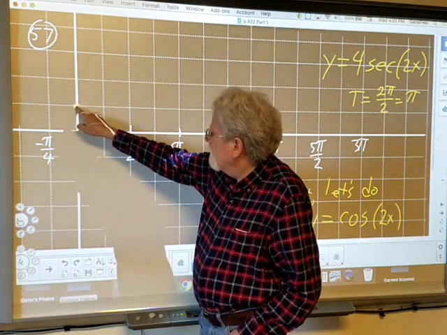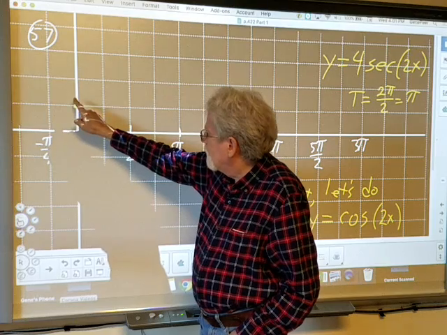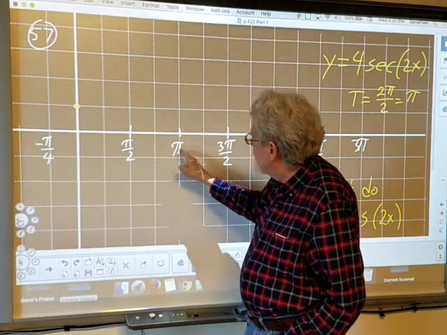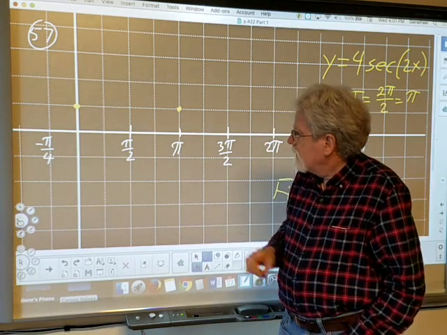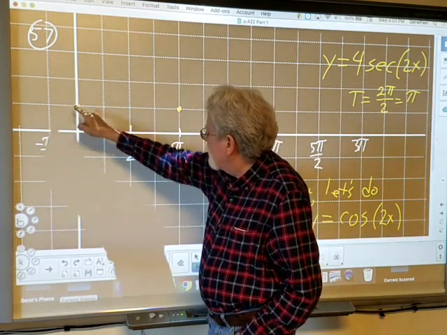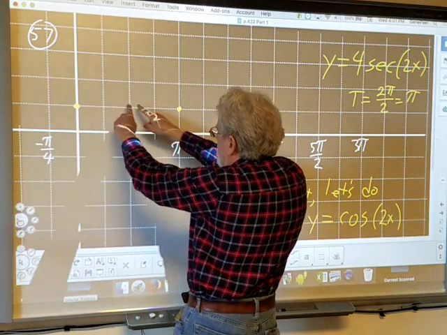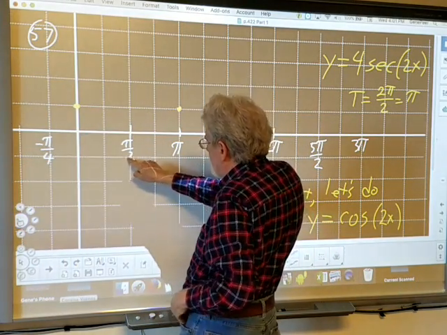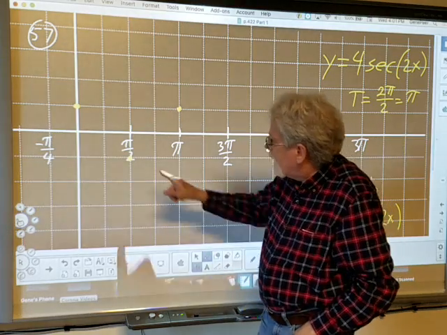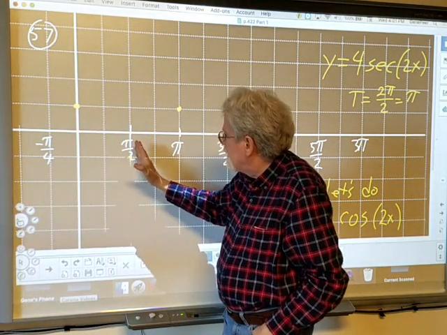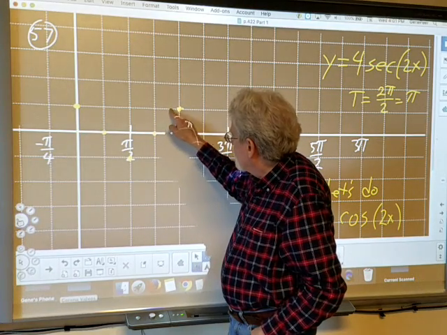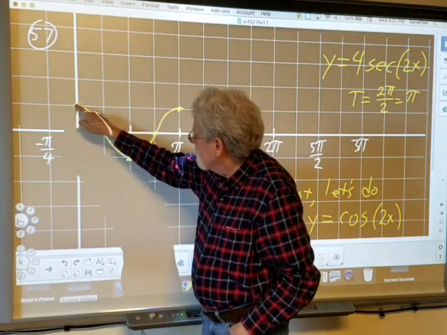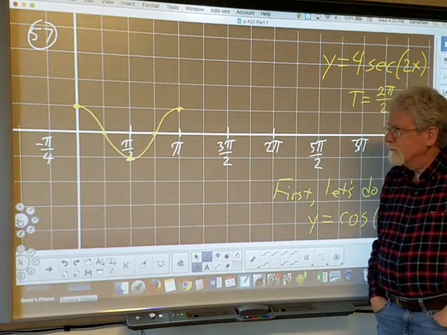So if it starts here, it has to end in the same place 1 pi later. Right there. And of course, if it has a maximum point here and here, it must have a minimum point halfway between. There's got to be a minimum point down here. And what are you going to find halfway between the maximum and minimum? You're going to find a 0 and another 0. And we have a nice looking cosine function.